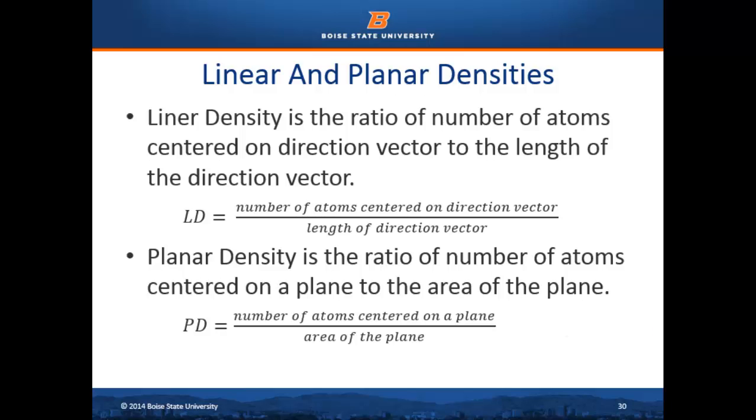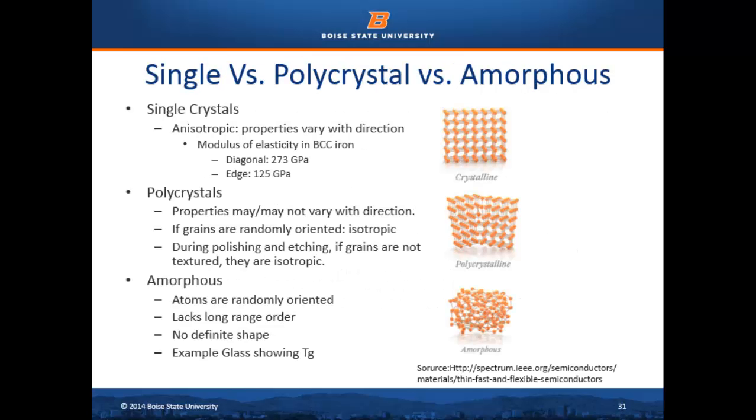Since we already have studied the crystal geometry, we can easily calculate the densities using the formulas above. The unit cells are translated to form a single crystal. Single crystals are anisotropic, which means the properties vary with direction. For example, the modulus of elasticity in BCC iron is 273 GPa along the diagonal, but 125 GPa along the edge. Look at how the atoms are arranged in the crystal.